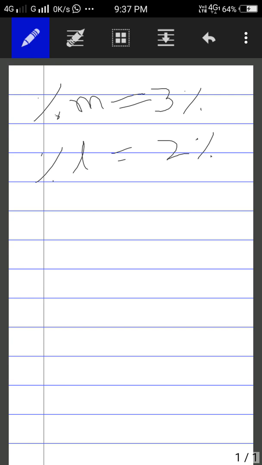Error in density we have to find. That means density, how much error in percentage has been asked. So how to proceed with this question?